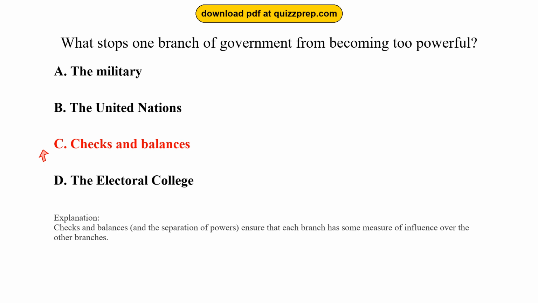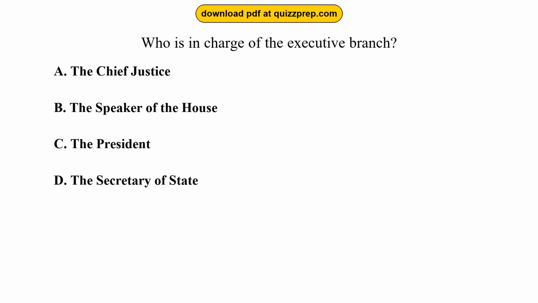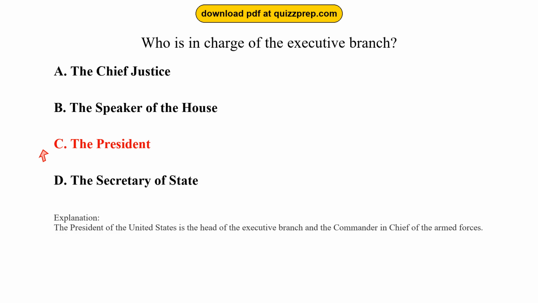Question 20. Who is in charge of the executive branch? Option A. The Chief Justice. Option B. The Speaker of the House. Option C. The President. Option D. The Secretary of State. The correct answer is option C, the President. The President of the United States is the head of the executive branch and the Commander-in-Chief of the Armed Forces.